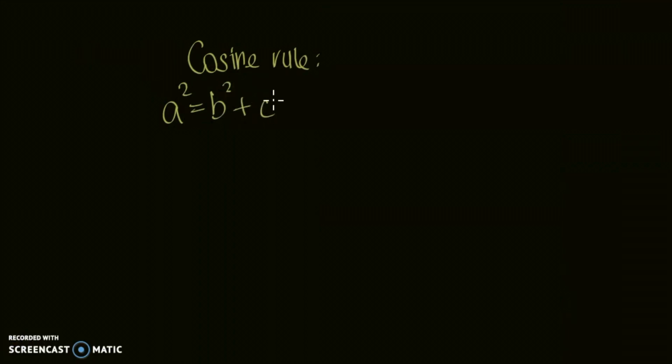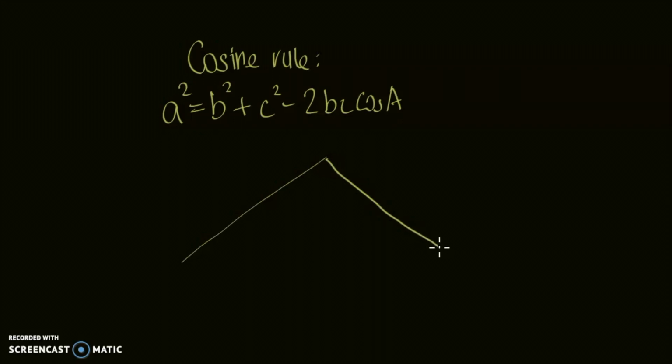Now let's talk about the cosine rule. a squared is equal to b squared plus c squared minus 2bc cos A. And in what type of triangle would this apply? We have a triangle like this.